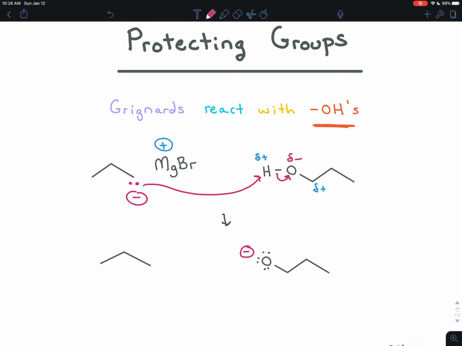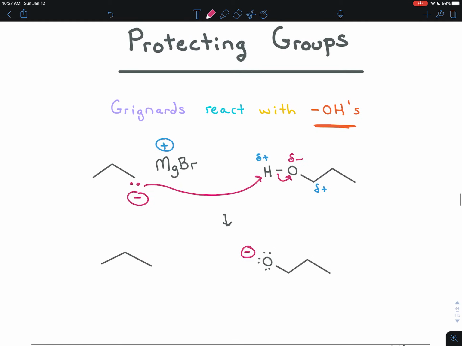Now notice the carbon chain doesn't have anything to do with this. The crucial thing here is the OH, and so this same reaction could happen with water. And so when you're making Grignard reagents, you can't use water as a solvent. You even have to be careful about how much humidity is in the air, because your Grignard reagent will get destroyed by the humidity in the air.